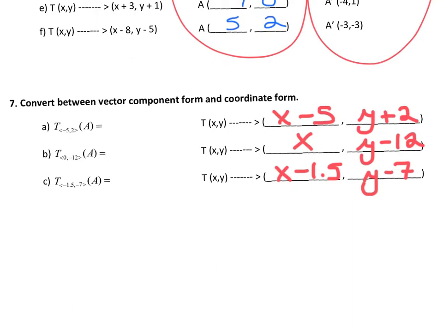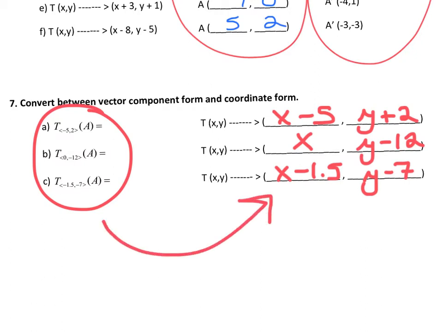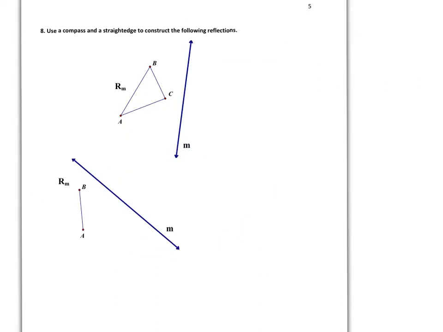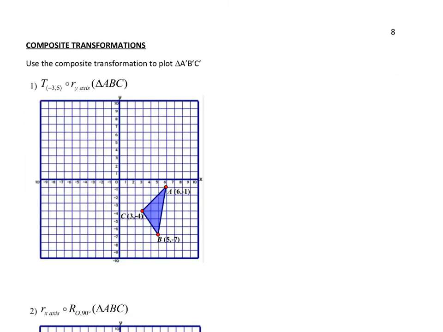Finally here, there's just a slightly different notation with vectors. Negative 5, 2, 0, negative 12, and negative 1.5, negative 7. And they translate into coordinate form just the same as before. You're either adding or subtracting from the X coordinate or adding or subtracting from the Y coordinate. And because of the need for a compass and a straight edge to do these rigid motion constructions, we're going to have a separate video for this and this slide, and we'll pick up right here, back on the grid.